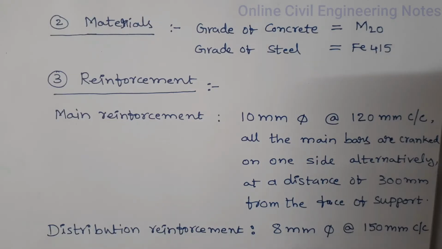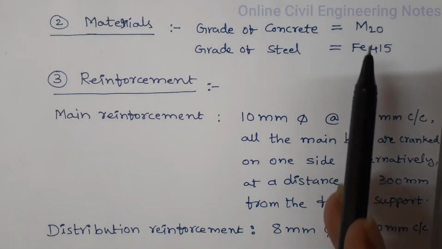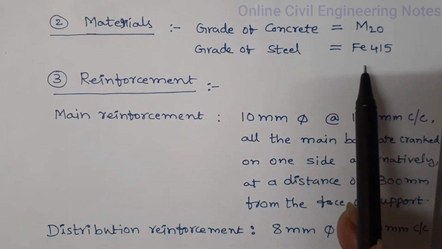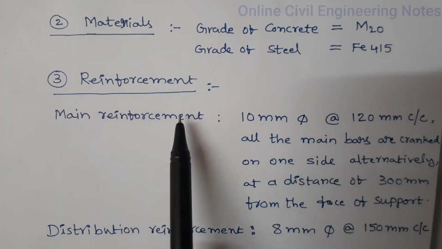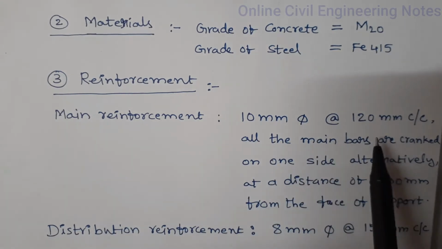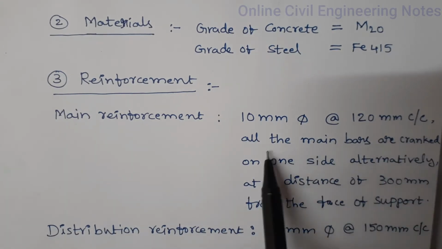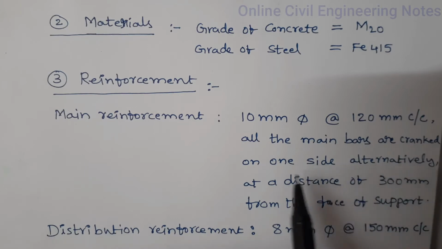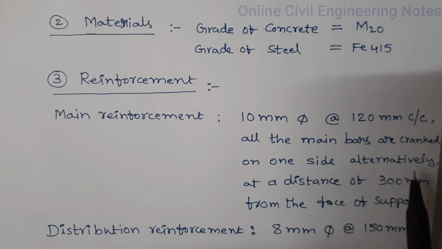Number 2, materials. Grade of concrete is M20. Grade of steel is equal to Fe415. Number 3, reinforcement. Main reinforcement 10 mm dia at 120 mm center to center. All the main bars are cranked on one side alternatively at a distance of 300 mm from the face of the support. Distribution reinforcement 8 mm diameter bars at 150 mm center to center.